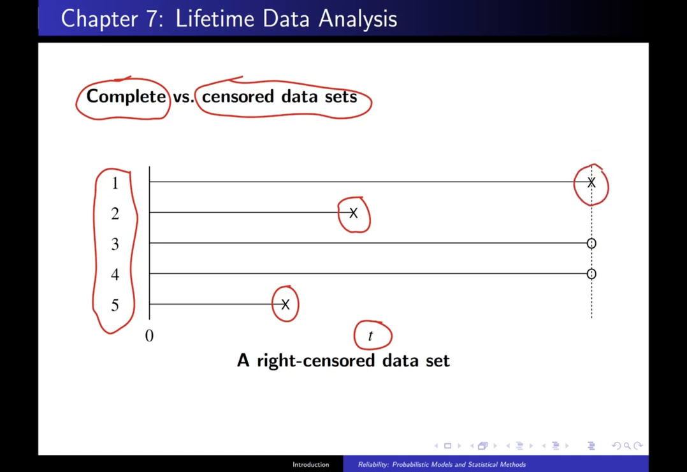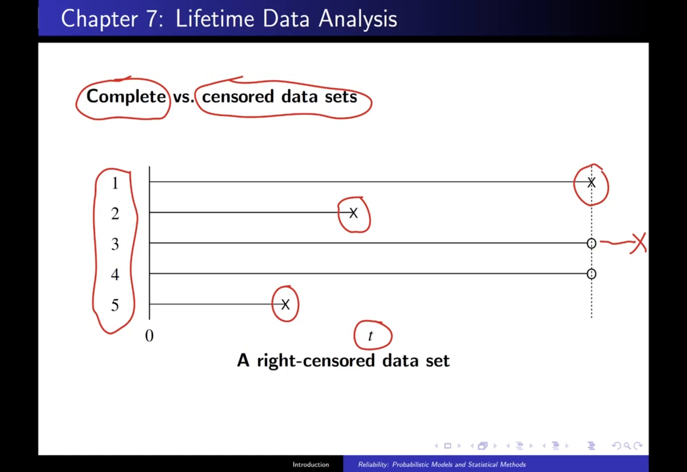Now at this point in the test, we can wait for bulbs 3 and 4 to fail, but that might take a long time. So oftentimes we truncate the test, and in this case we're truncating the test when the third bulb fails, and bulbs number 3 and 4 are both considered right-censored observations. We know that somewhere to the right there's going to be a failure time for both of them. We just don't happen to know what it is.